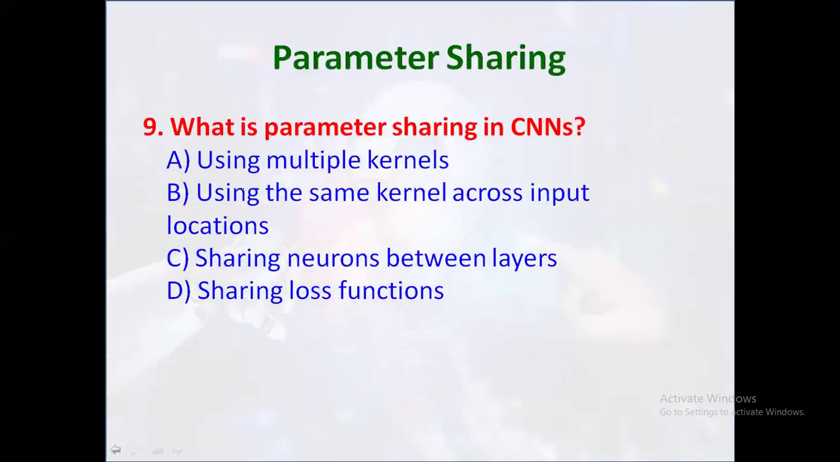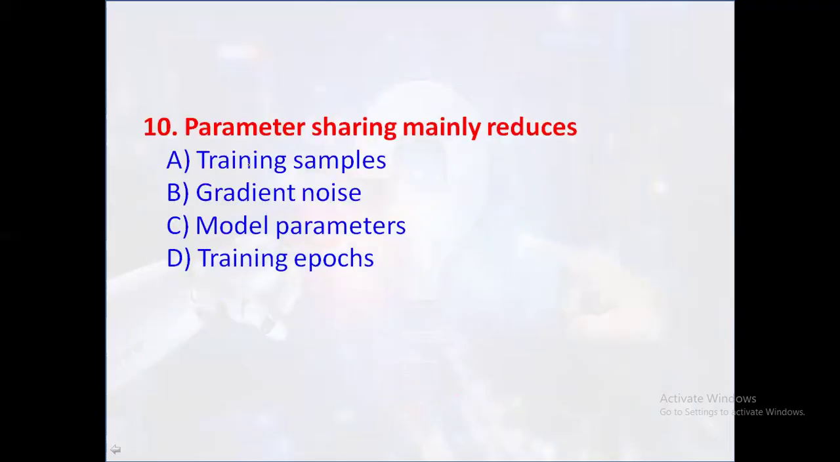Next, the questions are based on parameter sharing. What is parameter sharing in CNNs? Using multiple kernels, using the same kernel across input locations, sharing neurons between layers, or sharing loss functions. The answer is using the same kernel across input locations. Next, parameter sharing mainly reduces training samples, gradient noise, model parameters, or training epochs. What's the answer? Parameter sharing reduces the model parameters.